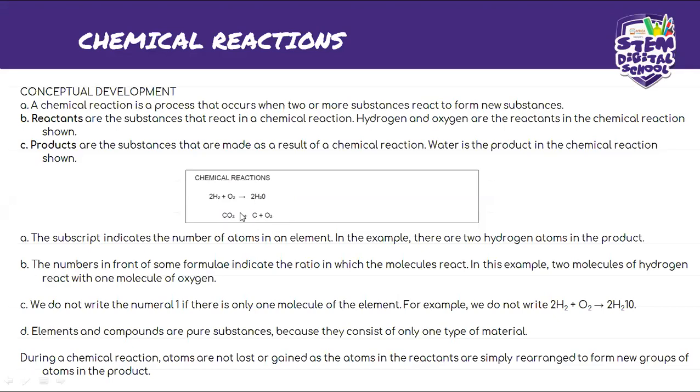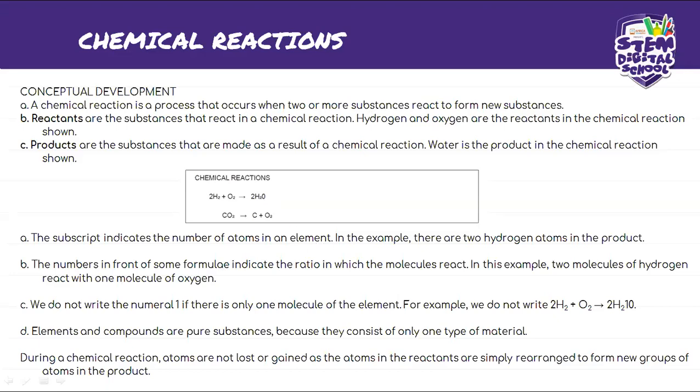All right, now let's take note. The subscript indicates the number of atoms in an element. In the example, there are two hydrogen atoms in the product. So what do we mean by the subscript? Look at the reactants, hydrogen. We have two hydrogen. There is a small 2 down there, which is called the subscript. So the subscript indicates the number of atoms in the element. When we look at oxygen, we have two. Then when we come to water, we have two, and so take note.